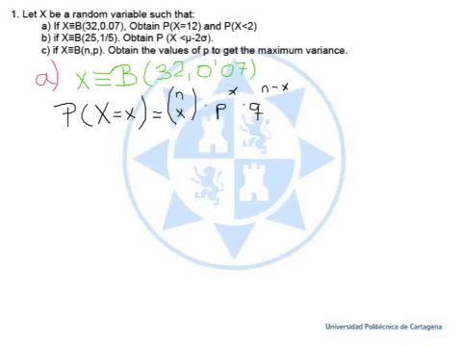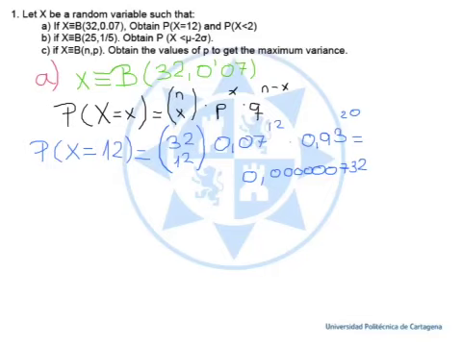So in part A we have this binomial distribution, and to calculate the probability we are going to use this statement. As you can see, we have replaced the values and we get that this is our result. Now we are going to calculate the probability that X is smaller than 2.